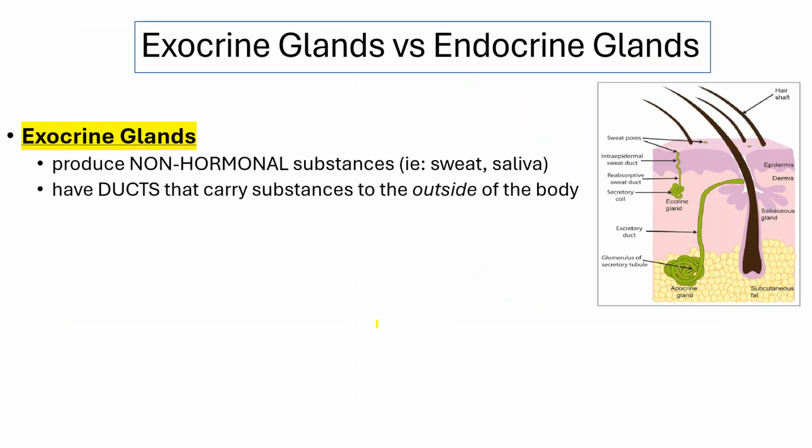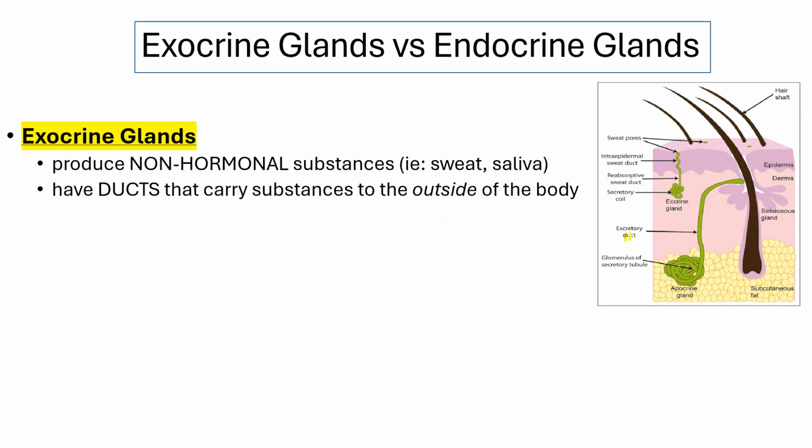Exocrine versus endocrine glands. So again, kind of a review here. Exocrine glands, if you remember, we talked about these back in Chapter 5. These are non-hormonal substances that are being produced from exocrine glands. Things are going to be like sweat, oil, saliva, breast milk, not hormones. Okay, chemical substances, yes, but not hormones. Exocrine glands also have ducts.